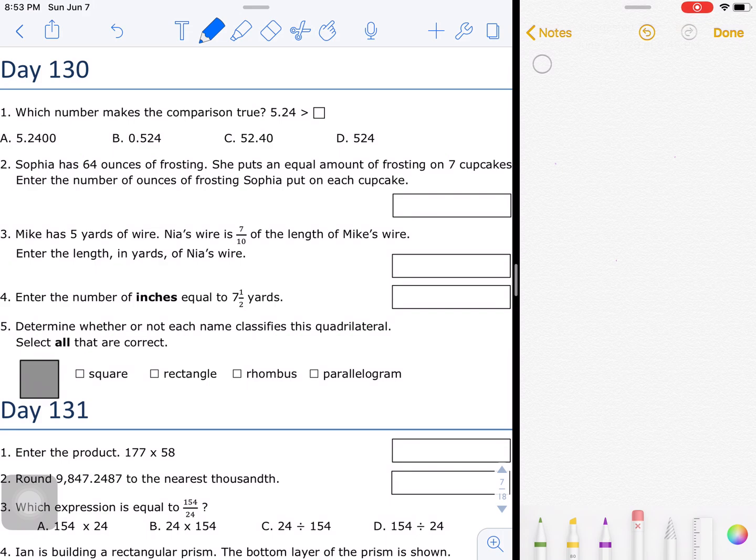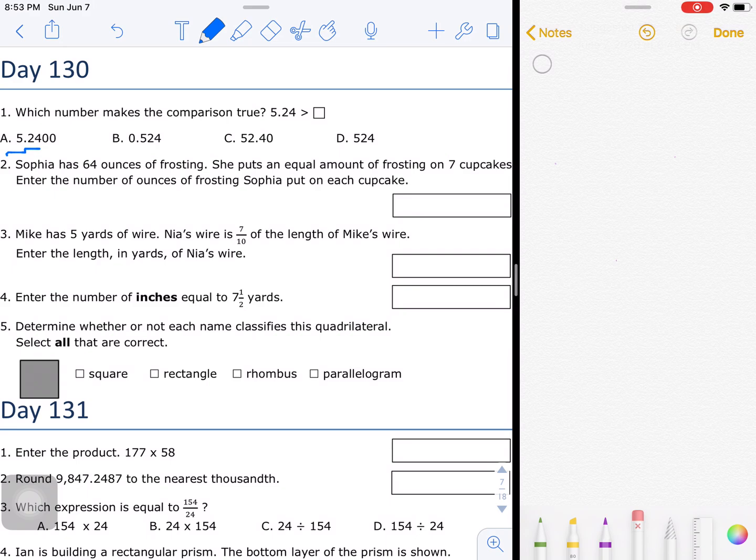Which number makes a comparison true? 5 and 2400ths is greater than 5.2400? No, we know that those are the same because all of the three first place values are the same, and then after that we have zeros.